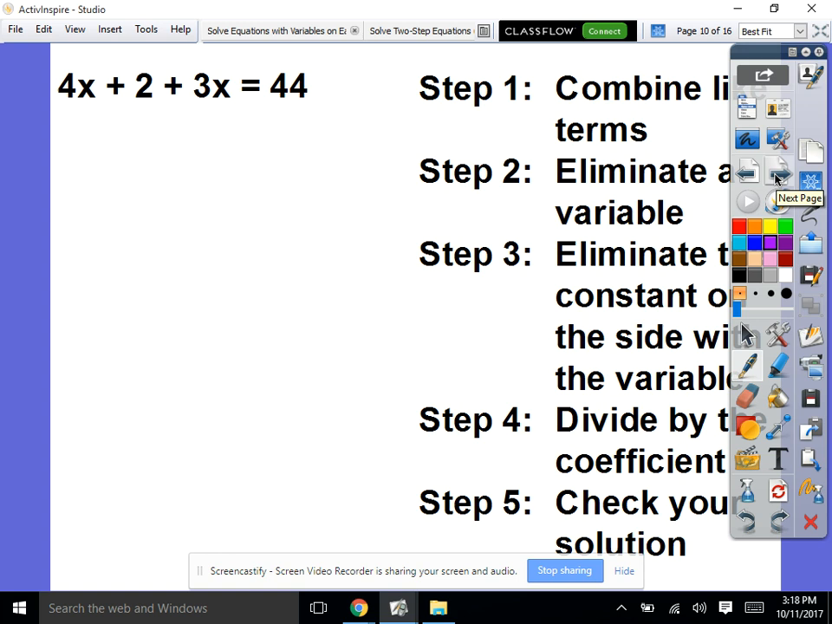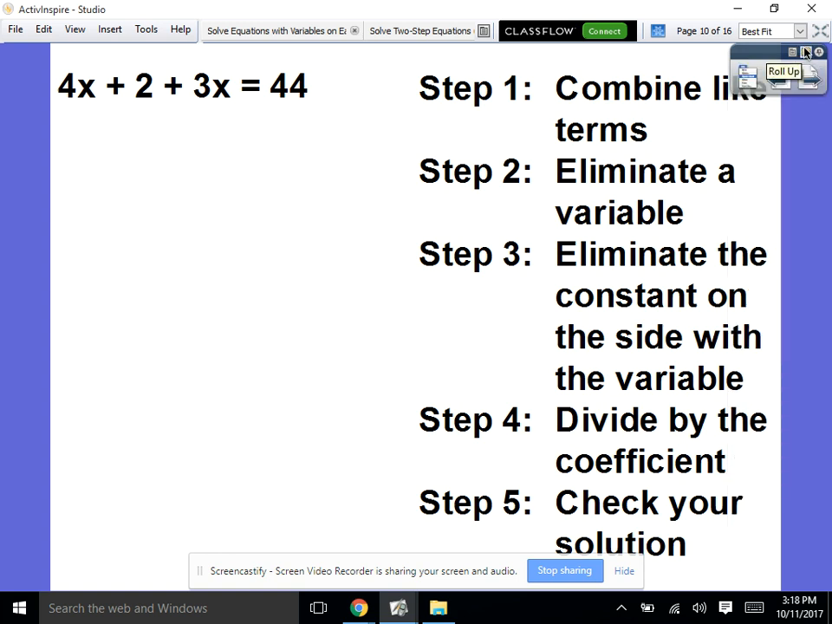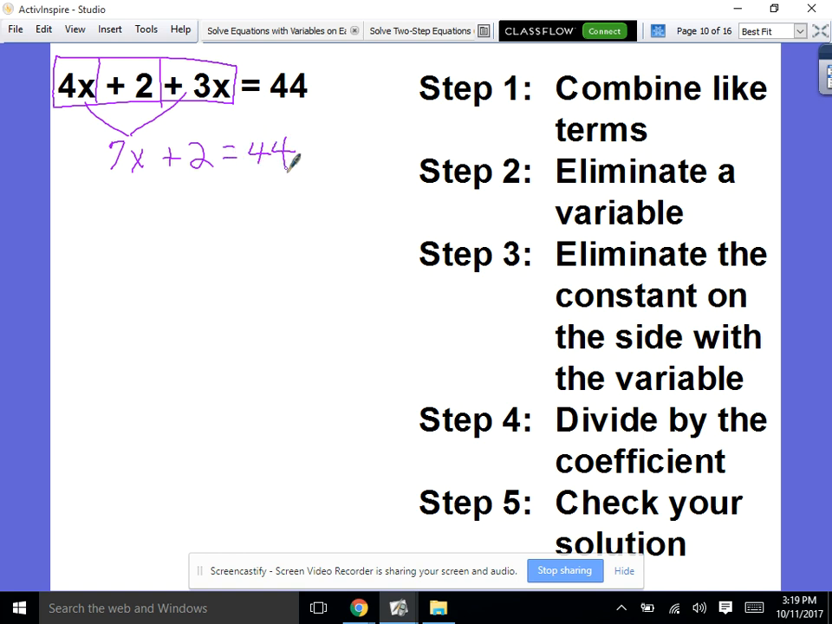All right, so you're going to be writing these steps down. Step 1, we're going to combine like terms. So I'm going to box in my terms. Draw the line in front of the sign. And as I can see, I have a 4x and a 3x. So 4x plus 3x is 7x plus 2 equals 44.